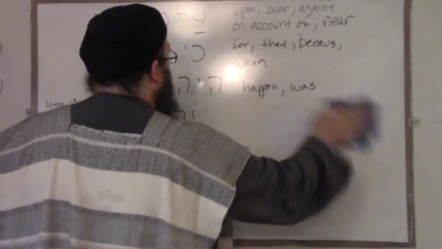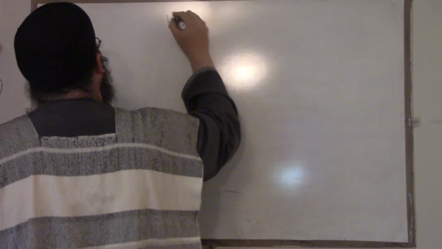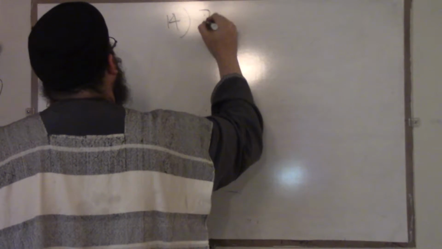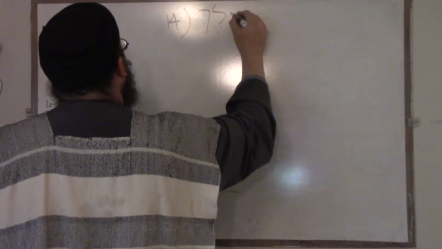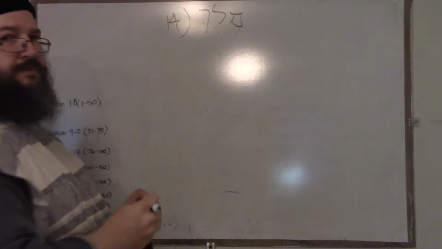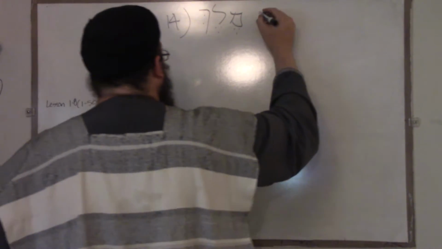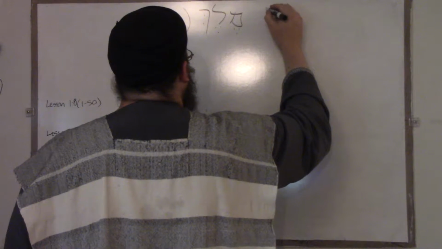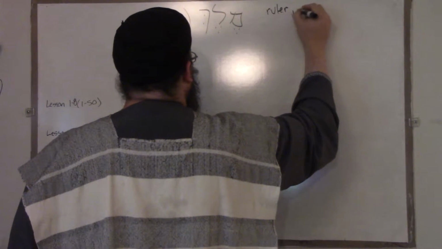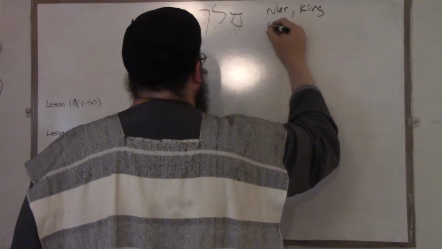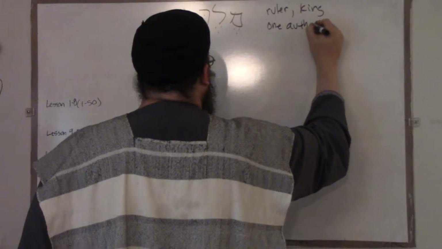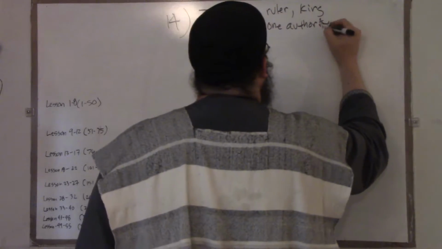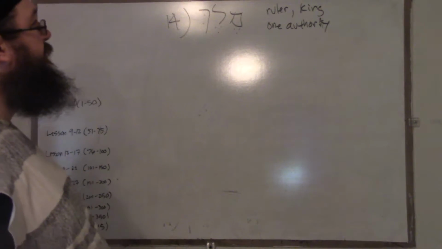Next, let's go through number 14. Remember, we got 50 words, so we're going through the whole vocabulary here. So, melech. What is melech? Melech is the word that comes from malach, which means to rule. So this would be a ruler, a king, one in authority.